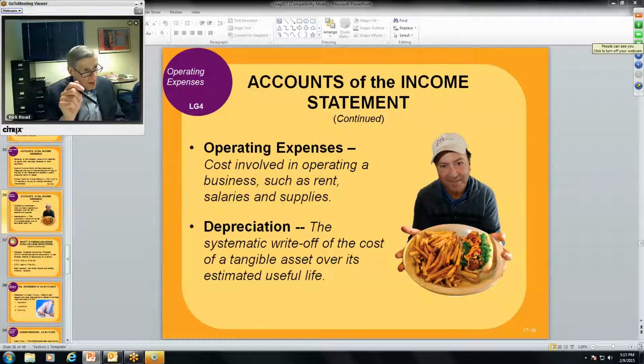What's it cost us to operate? What's it cost us in operating expenses? What's it cost us to turn our lights on? What does it cost us to pay our salaries, wages, and benefits? Those are all operating costs.